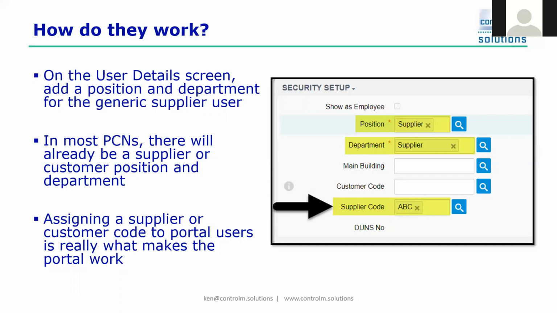We're going to assign a position called supplier, a department called supplier, and then link the supplier code. In most PCNs, there will already be a supplier and customer position and department. Plex has typically set that up in those tables in just about every PCN I've ever noted. But assigning a supplier or a customer code to the portal users that you're creating is really what makes the portal work and really what the portal is.